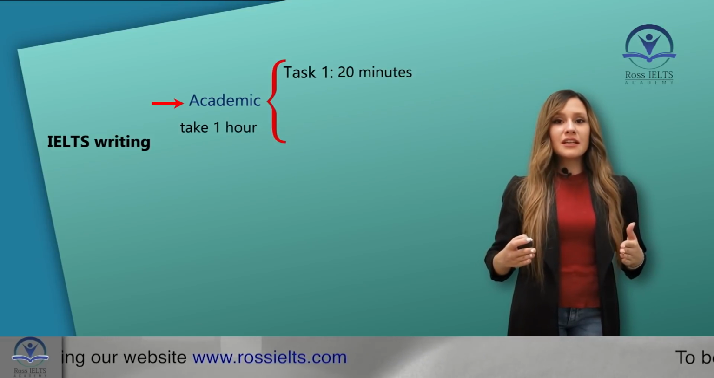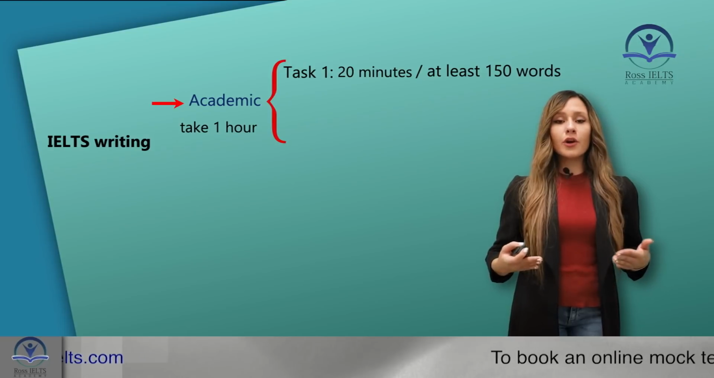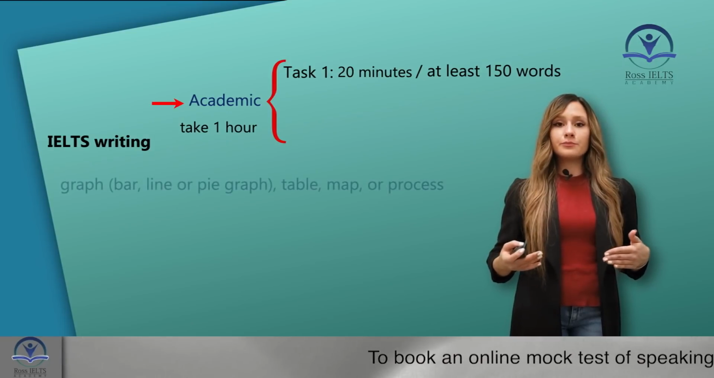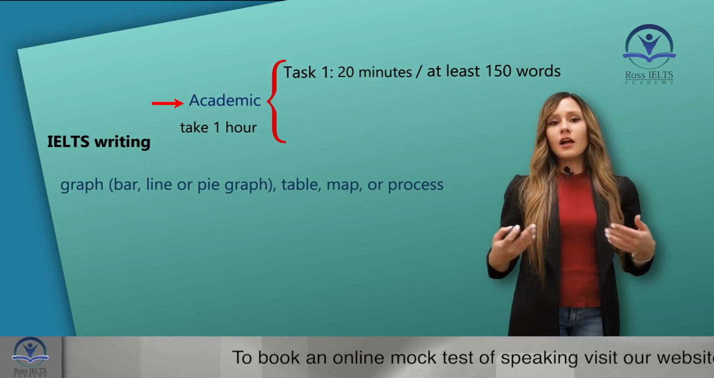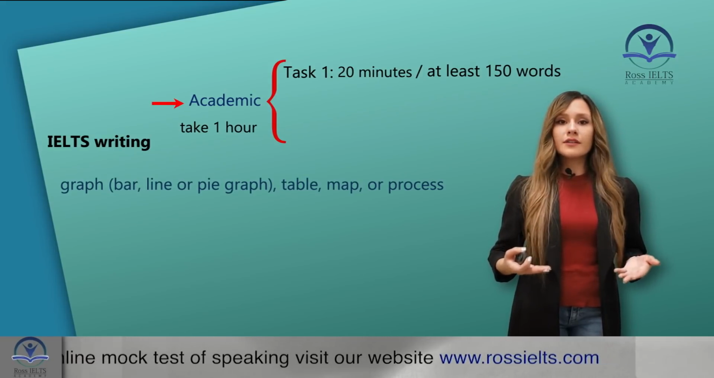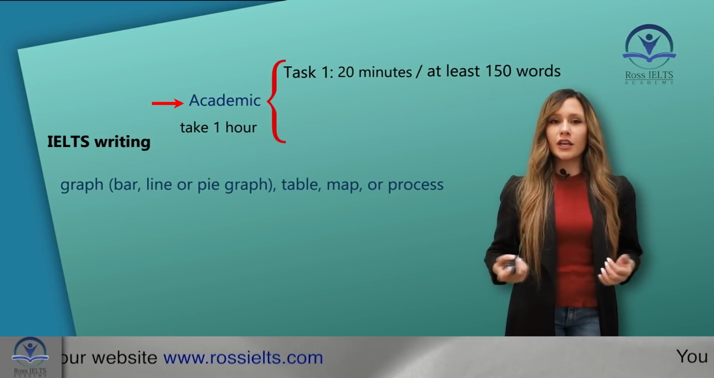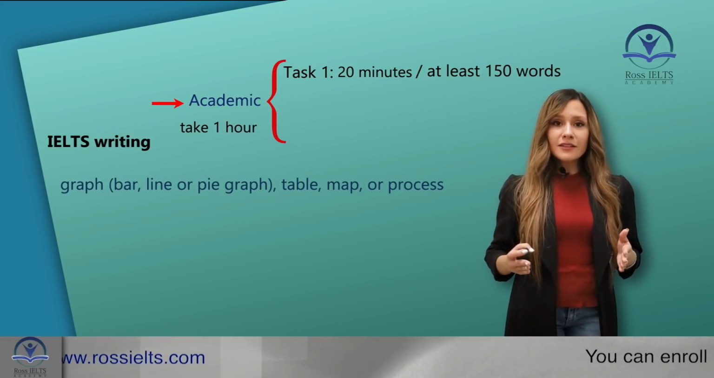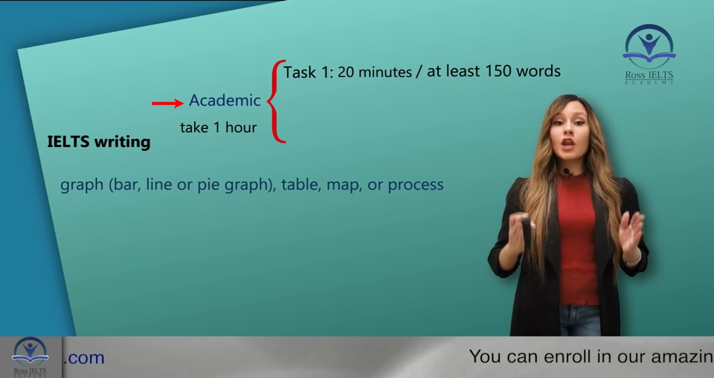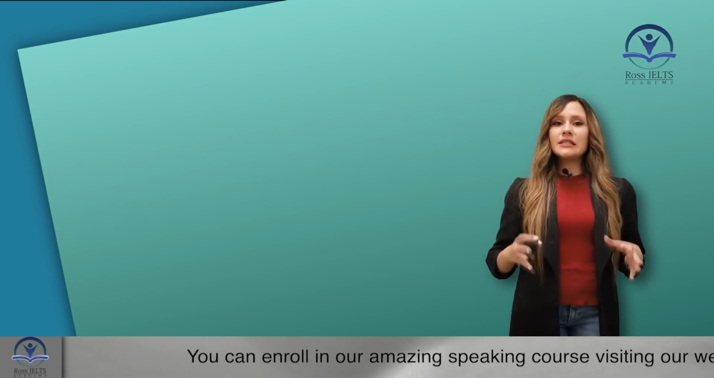This task should be written in at least 150 words in response to a particular graph. For example, a bar graph, a line graph, a pie graph, a table, a map, or a process. A process shows how something works or how something is done. Your overall band score in IELTS writing will be out of 9. Generally, you should pay attention to some points in this task.